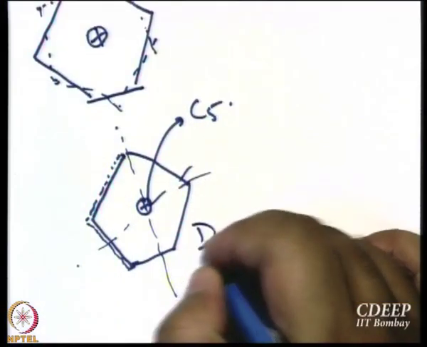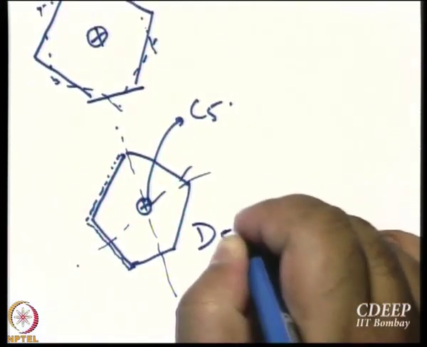So what will it be? C5h? C or D? It will be D because you said there are 5 perpendicular C2 axes, 5 C2 axes perpendicular to the principal axis, right? So a little more than C is D. So this is D5h.